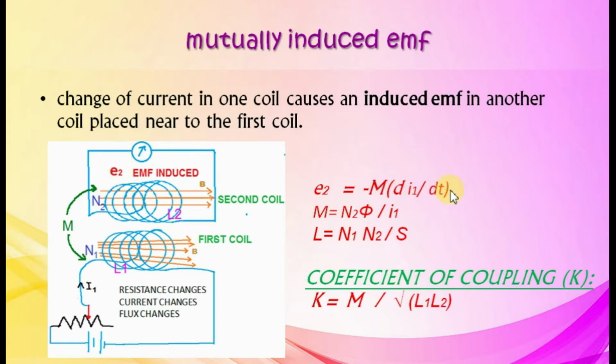M equals N2 φ by I1. M equals N1 N2 by S, where S is the reluctance. Also coefficient of coupling K equals M by root of L1 L2.